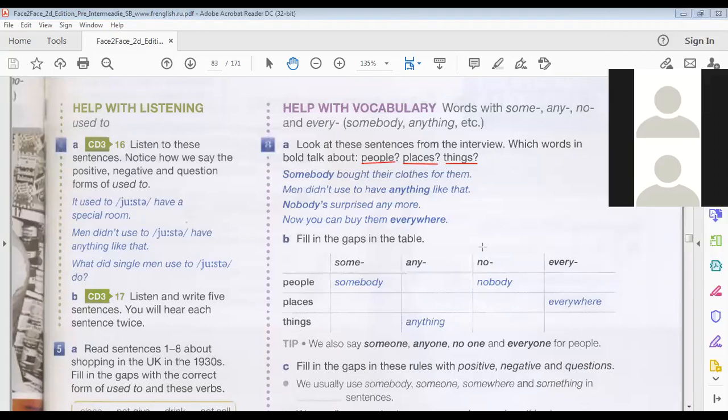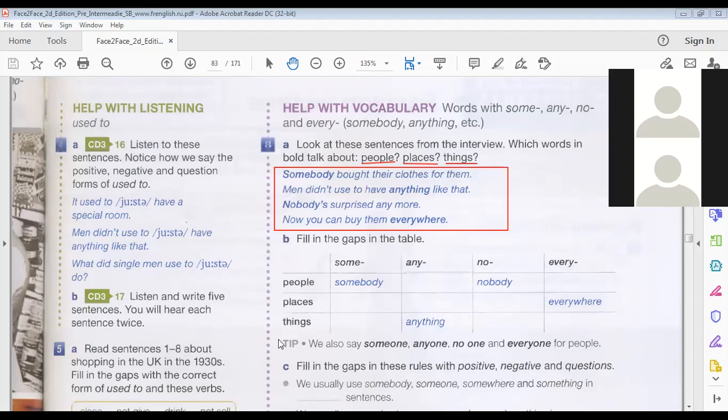What do you think, Dua, from these four examples? Which ones do you think talk about people? Which ones do you think talk about places? And which ones talk about things, in your opinion? What do you think, Dua? Can you hear us?